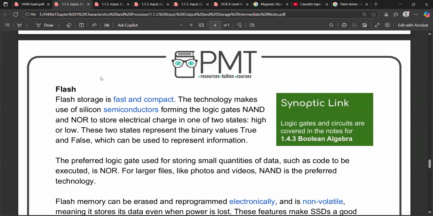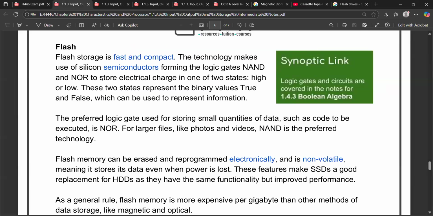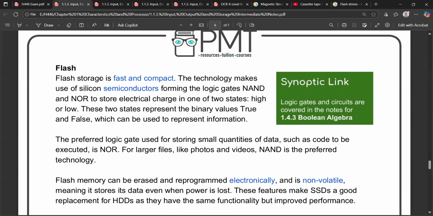Flash drives are fast and compact. This technology makes use of silicon semiconductors that form the logic gates, like NAND and NOR, to store electrical charge in two states, high or low. Then these charges represent the binary values such as ones and zeros. The preferred logic gate for storing smaller quantities is NOR, and NAND for larger files. This is why it is known as flash technology: when the logic gate is formed, then you are able to transfer the data.